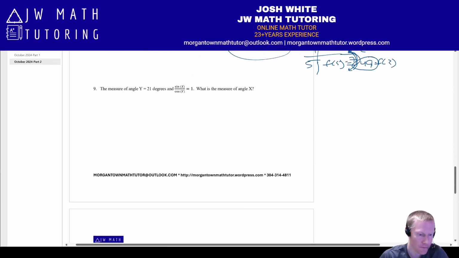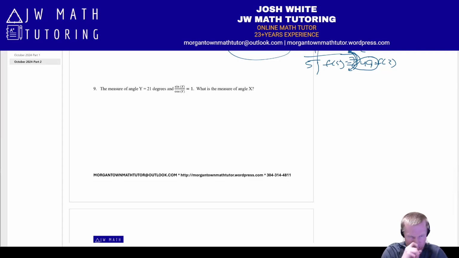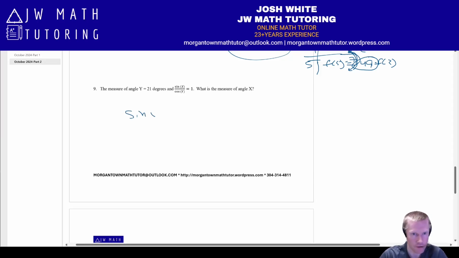Okay, question number 9, a trig problem here. You're told that y is 21 degrees and you're told sine x over cosine y is equal to 1. What's the measure of angle x? So there's multiple ways you could do this. You could say, okay, sine x over cosine 21 is equal to 1. Therefore, sine x is equal to cosine 21. Actually, let me do this with generic things and I'll put the 21 in a little bit. Just keep this as y for right now.